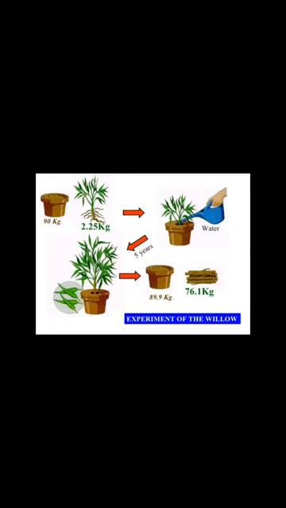Van Helmont took a pot of soil with a willow seedling. Then he weighed the pot of soil and the willow tree separately. He kept the tree in sunlight and watered it every day. The following observations were made from the experiment.